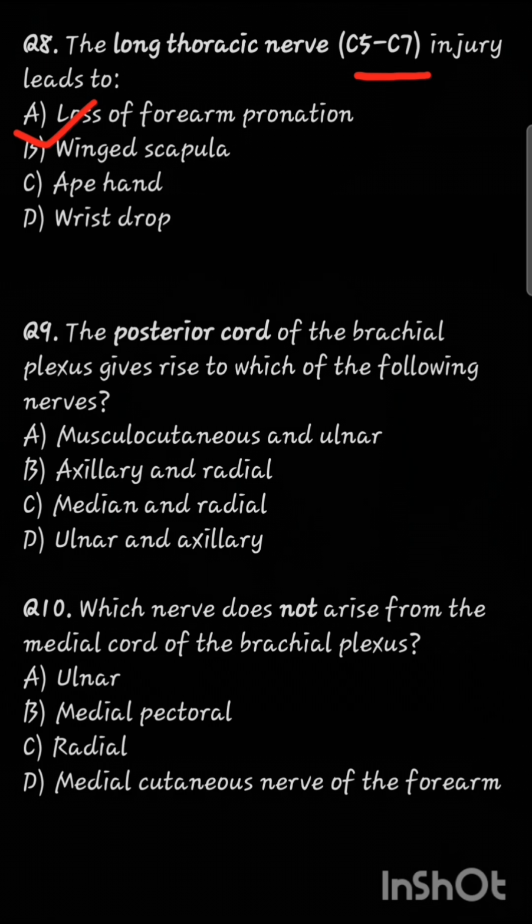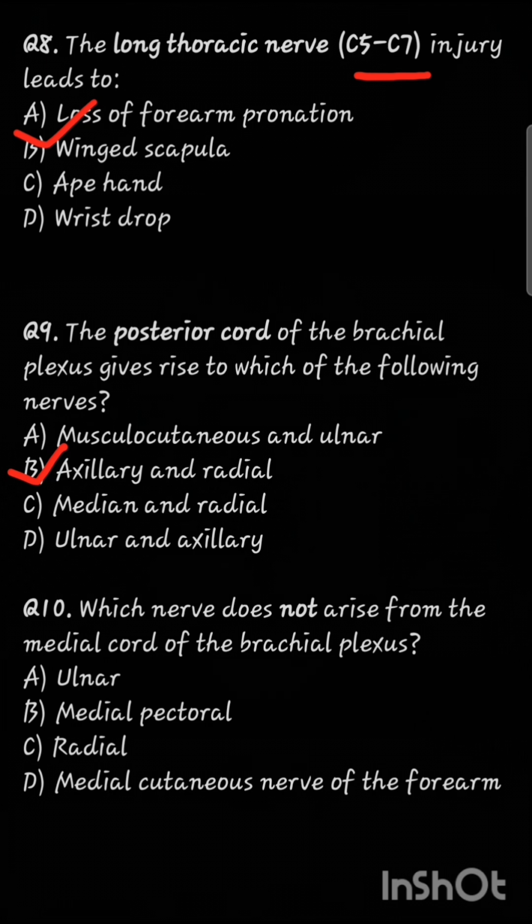The posterior cord of the brachial plexus gives rise to which of the following nerves? The musculocutaneous nerve is a branch from the lateral cord, whereas the ulnar is from the medial cord. Axillary and radial are the branches from the posterior cord. So the answer is axillary and radial.